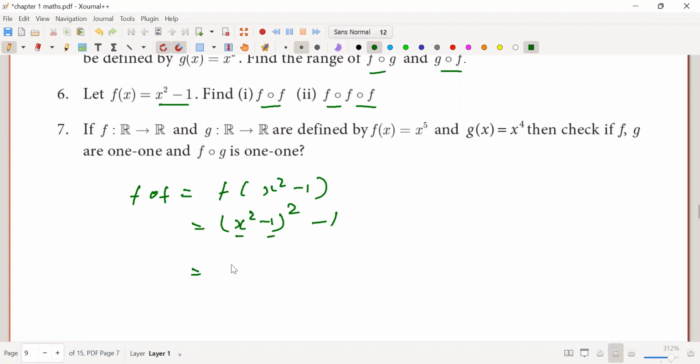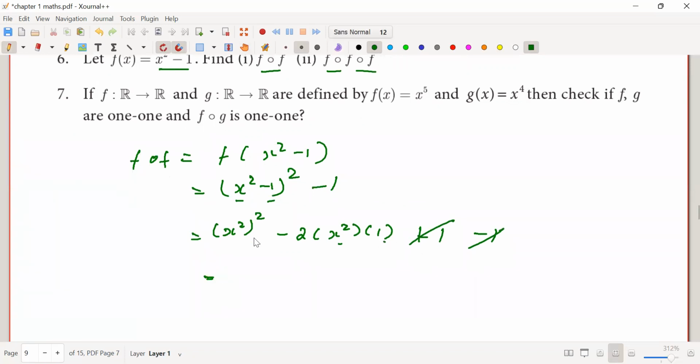This one would become a minus b whole square formula. a square, x square whole square, minus 2 into x square into 1, minus 2ab, plus b square, 1, minus 1. So both these get cancelled. X square power 2 is x power 4 minus 2x square. We got f of f, the first one.